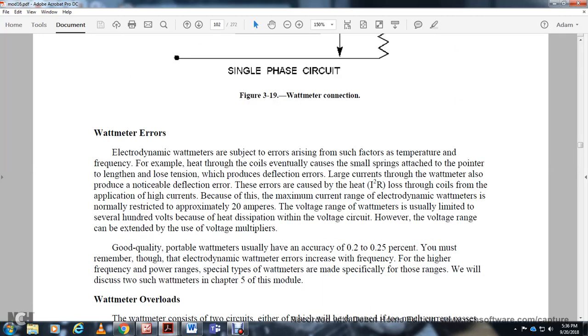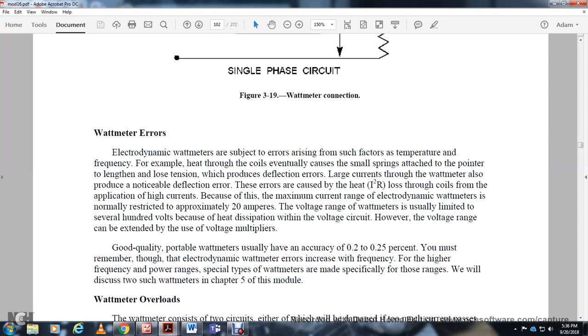Wattmeter errors. The electrodynamic wattmeter is subject to errors arising from such factors as temperature and frequency. For example, the heat of the coil may eventually cover the small spring. A test at low power factor, at the point of low tension, can produce a deflection error. A large current through the wattmeter can produce a noticeable deflection error because of the heat, the ampere squared times the resistance, I squared R loss of the coil. Through the application of high current, the maximum current rating of the electrodynamic wattmeter is normally restricted to approximately 20 amperes.